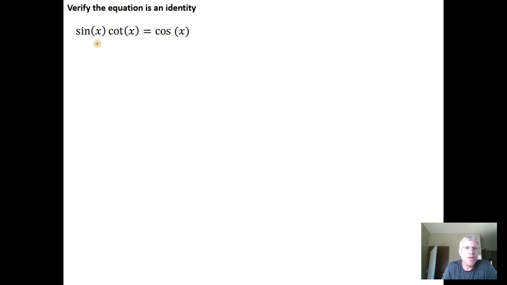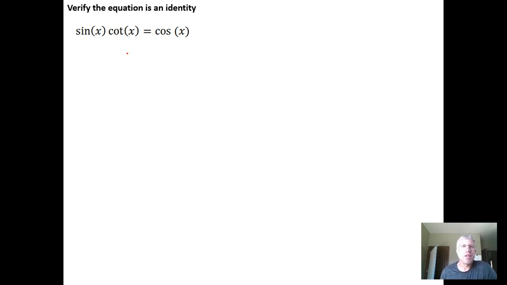As we mentioned before, what this means is that this side should be the same as this side for every value of x. There shouldn't be just specific values of x for which the two sides are equal if they are identities. Another way to think about it is if we were to graph the left side and graph the right side, if they are truly identities, the two graphs would match up exactly and we would not be able to see any difference between the two graphs.